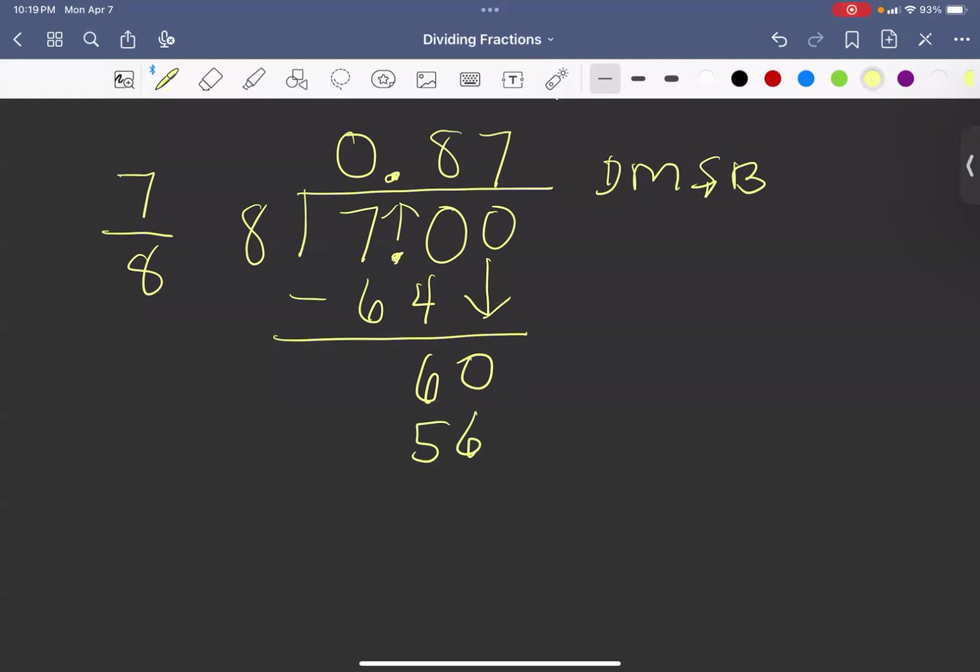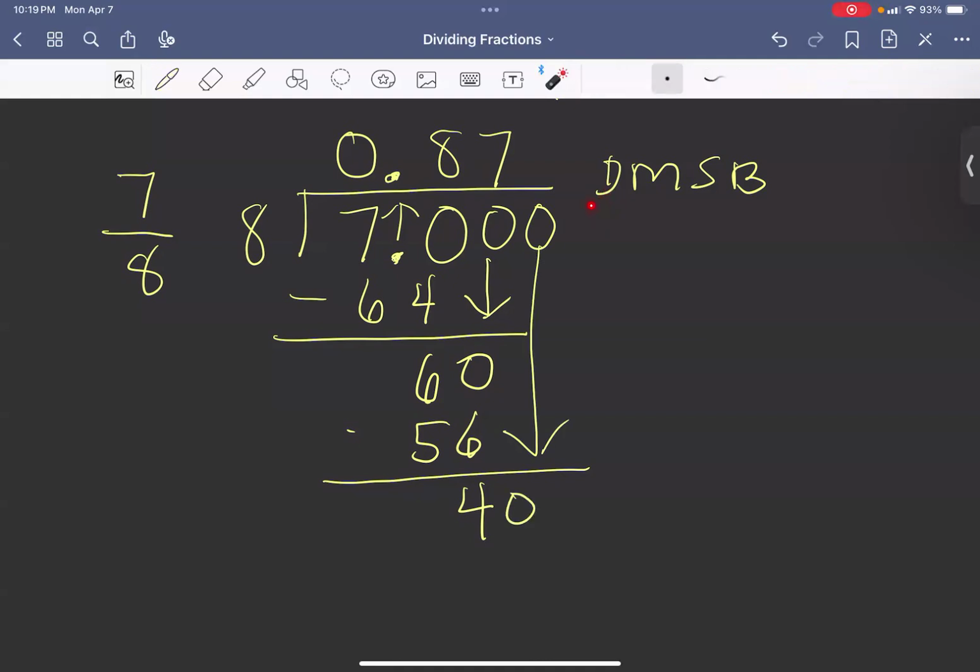Now I need to subtract. 60 minus 56 is 4. So now I'm going to add another 0 to keep dividing. Once I get to the thousands place, that's when I stop. So now I'm at the thousands place. I added the 0. I'm going to bring it down. Now I can divide again.